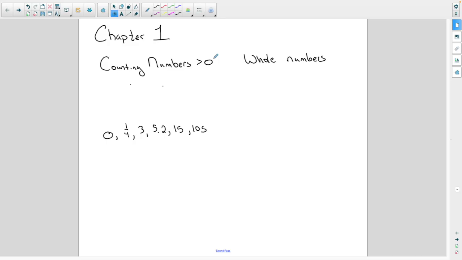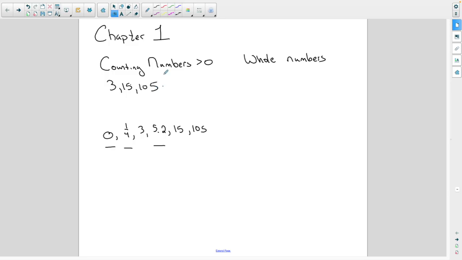We don't typically start counting at 0, right? So we don't usually say 0 fingers. How many fingers do I have? It's usually 1. We start at 1 and we work our way up. So with that being said, we don't say 0. Okay, we don't say 1/4. 3 is 1. We don't say 5.2. 15 is 1, and so is 105.